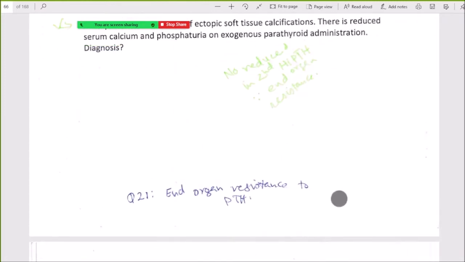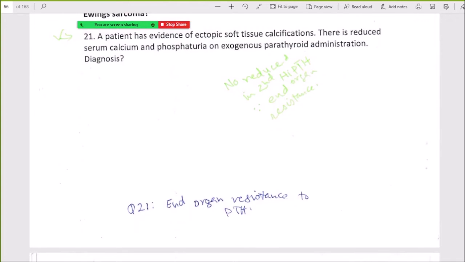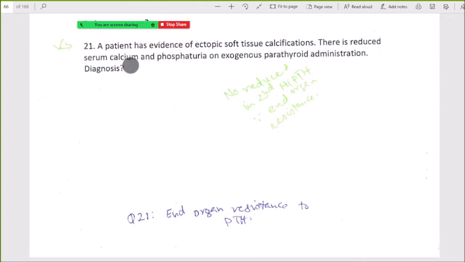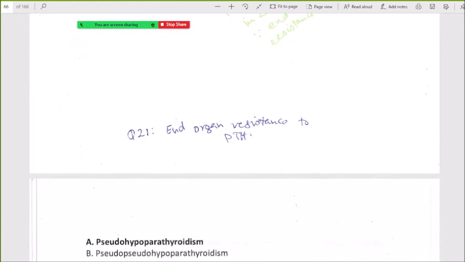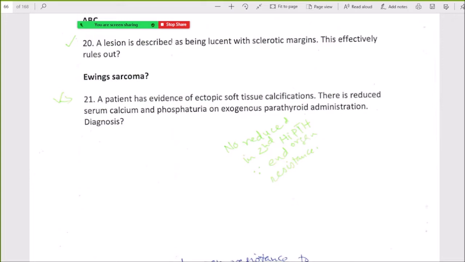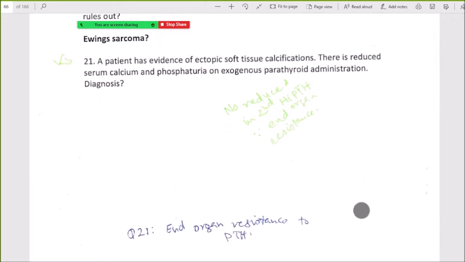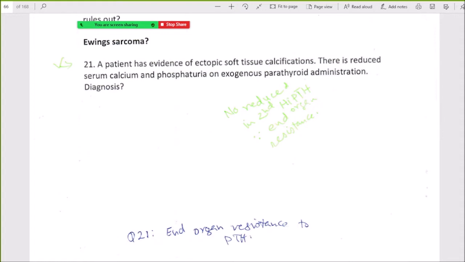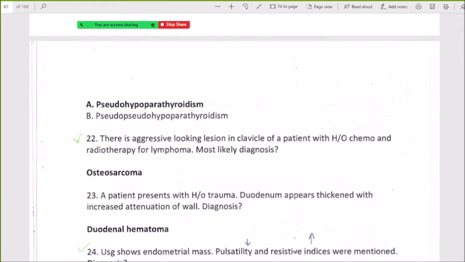Pseudohypoparathyroidism. What is pseudohypoparathyroidism? It is end organ resistance to parathyroid hormone. So there is reduced serum calcium and phosphaturia, phosphate released in urine. In secondary hyperparathyroidism, there is no reduction of serum calcium, as there is no end organ resistance.